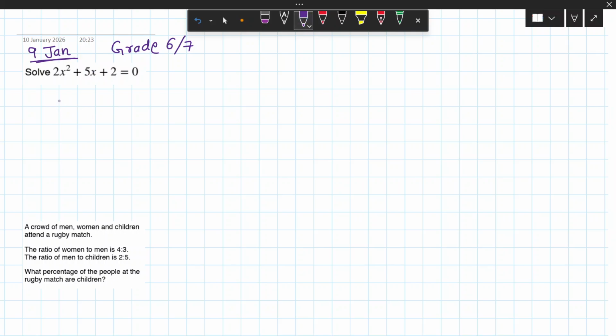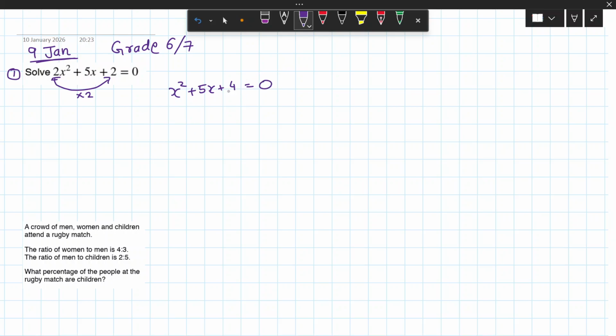This one is from the 9th of January. This is grade 6, grade 7. Obviously, the first question is solving a quadratic equation. The first thing we would do, we notice that there's a coefficient in front of the x squared term, so we're going to multiply that onto our last term. So the question now becomes x squared plus 5x plus 4 is equal to 0.